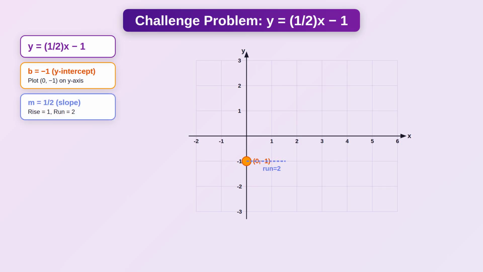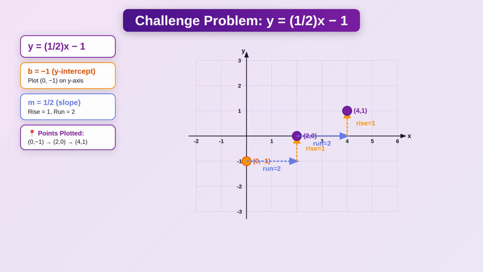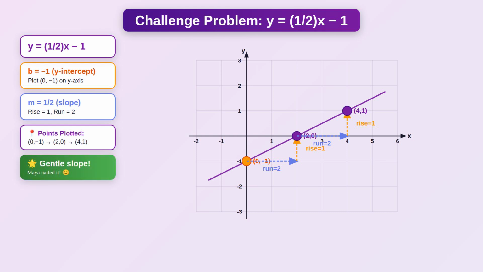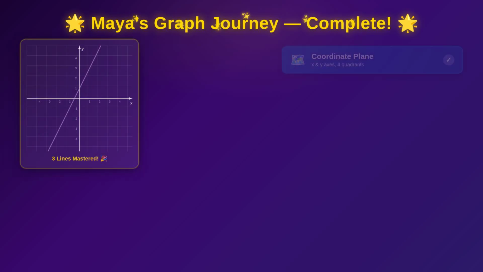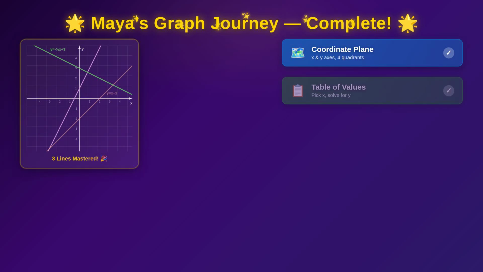Let's push it up a notch with a fractional slope. y equals 1/2 x minus 1. The y-intercept b equals -1, so plot (0, -1). That's below the origin on the y-axis. The slope is 1/2, meaning rise 1, run 2. From (0, -1), go right 2 and up 1 to land at (2, 0). Then right 2 and up 1 again, landing at (4, 1). Now connect them. The line is gentler because the slope is less than 1. Maya nailed it. She even impressed her older brother.